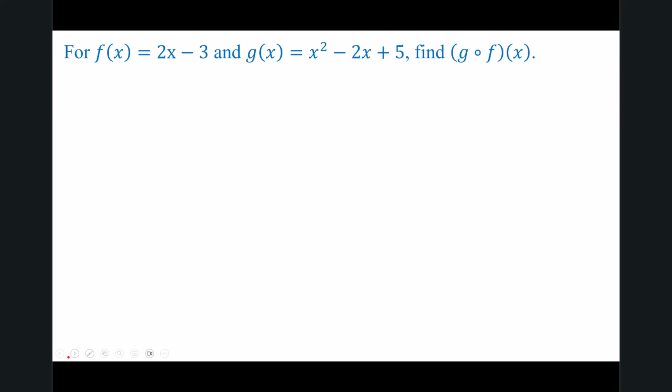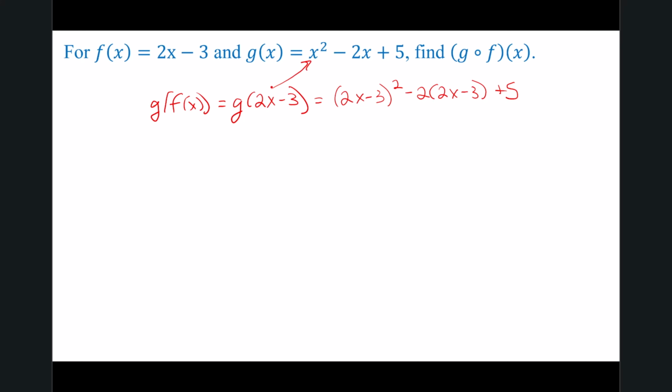So for f of x equals 2x minus 3, and g of x equals x squared minus 2x plus 5, find g of f of x. So we'll find g of f of x, which is g of 2x minus 3, which equals (2x minus 3) squared minus 2 times (2x minus 3) plus 5. So we substituted 2x minus 3 for all the x's in g.